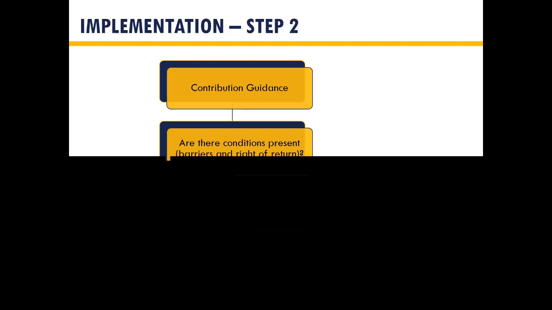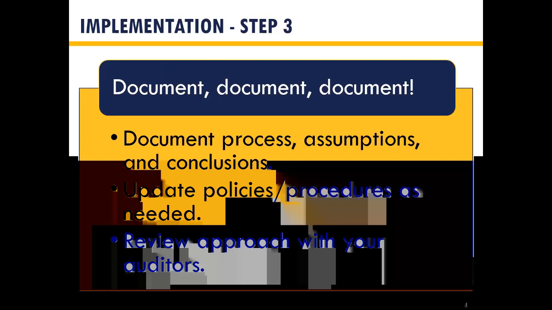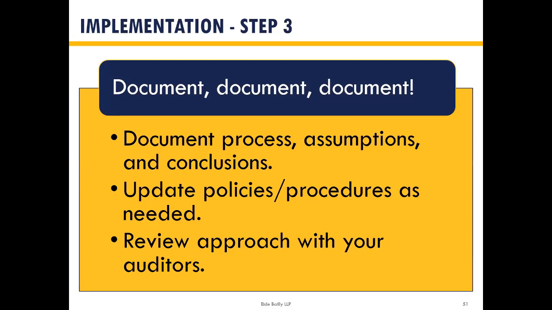Finally, step 3, our favorite term: document, document, document. As auditors, we will be looking to you to see what analysis you have done to come to the conclusions of how and when that revenue is to be recognized. So you're going to want to document your process, any assumptions you make, and the conclusions you come to. For example, if you get clarification from a granting agency on something within their agreement, you're going to want to retain that as support in how you came to your conclusion.